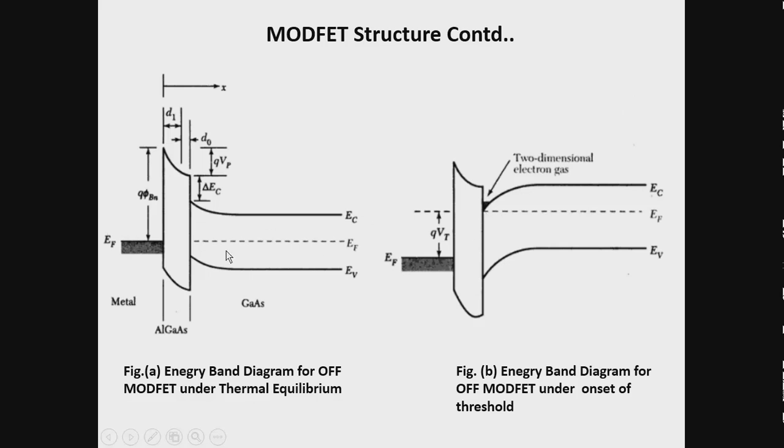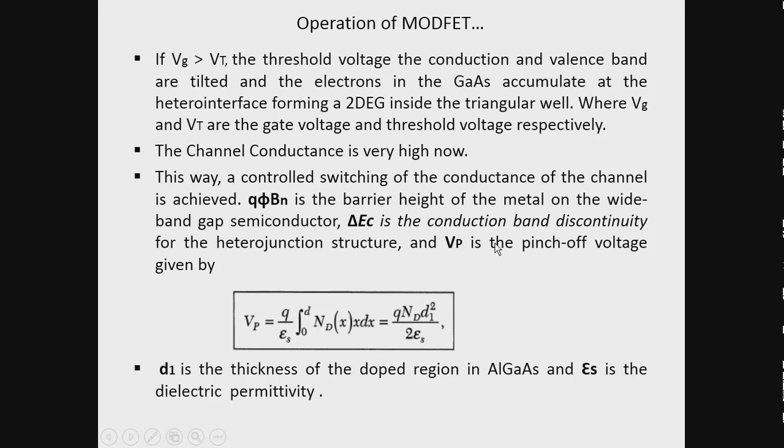Now here, this is the conduction band, that is the valence band, this is the band diagram. Here the conduction band is now tilted like this, and the bottom side of this conduction band is coinciding with the Fermi level, where there is a channel created, an electron channel created. That is essentially a two-dimensional electron gas, which is almost in the form of a triangle. That is why it is called a two-dimensional triangular potential well. Where Vg and Vt are the gate voltage and threshold voltage.